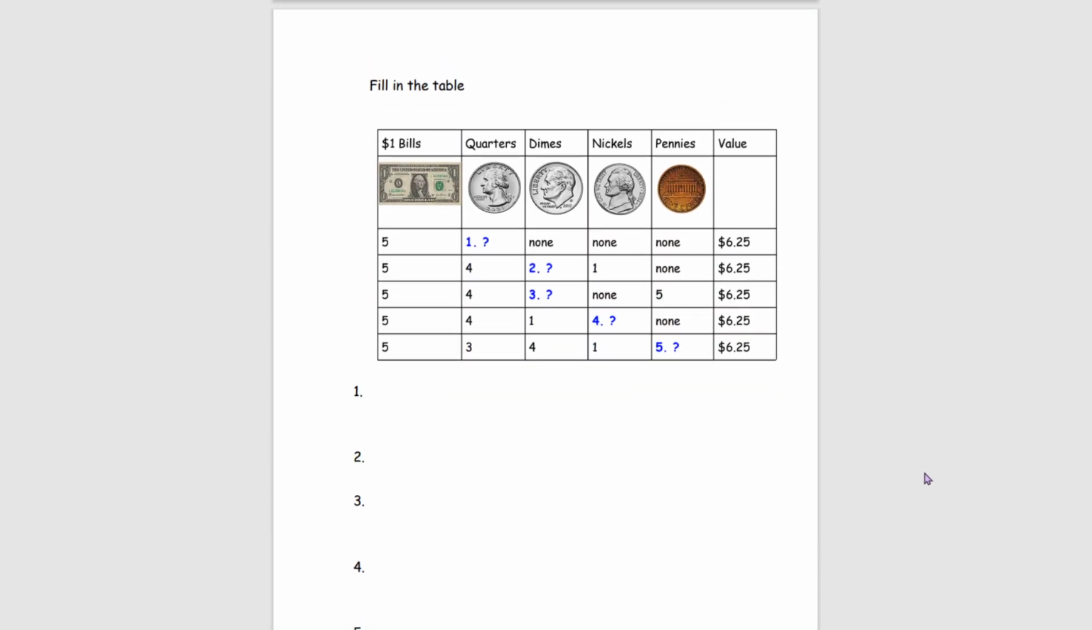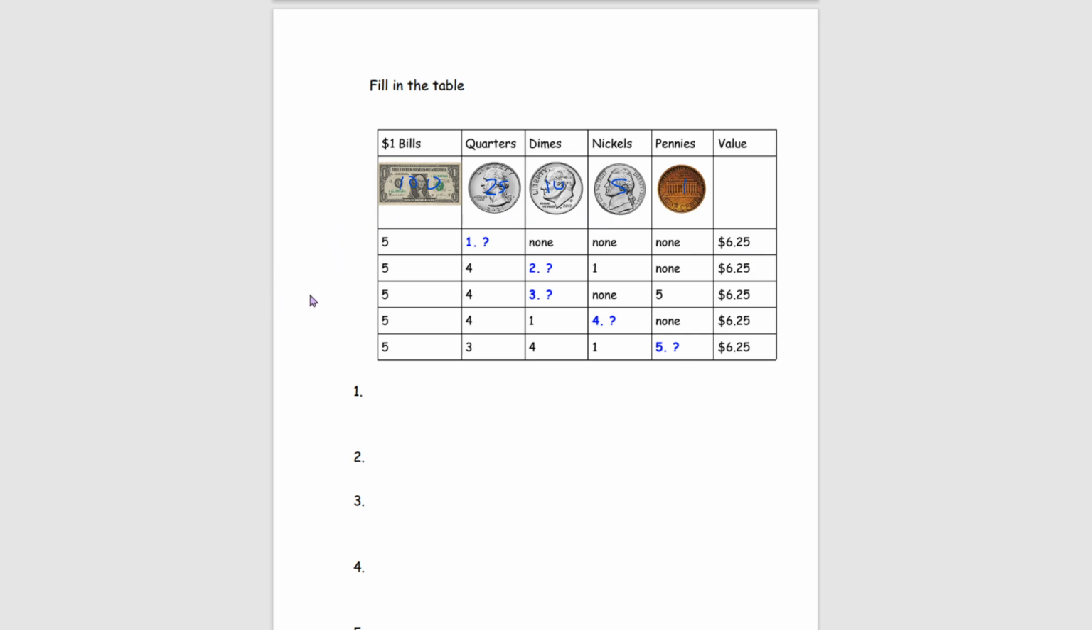For this next page, we'll be filling in the table. And like we know, a dollar is basically 100 cents. A quarter is 25 cents. A dime is 10. A nickel is 5. And a penny is 1. Looking at this, number 1 says we have no dimes, nickels, or pennies, but our value is $6.25.